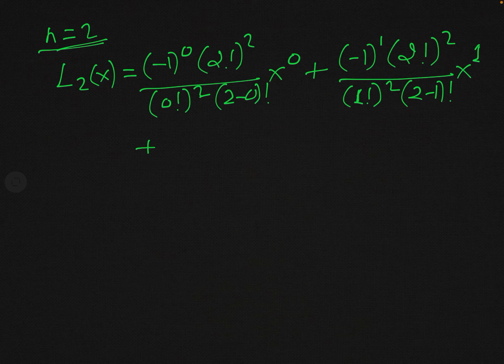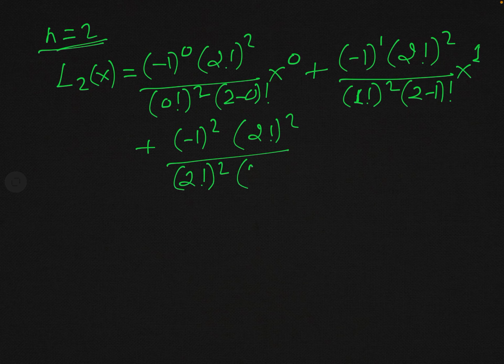Now the last term for k equal to 2. This will be what? This is minus 1 raised to the power 2. Again n factorial square. This will be 2 factorial square over k factorial square, this will be 2 factorial square. N minus k, this will be 2 minus 2 factorial, and x raised to the power k.